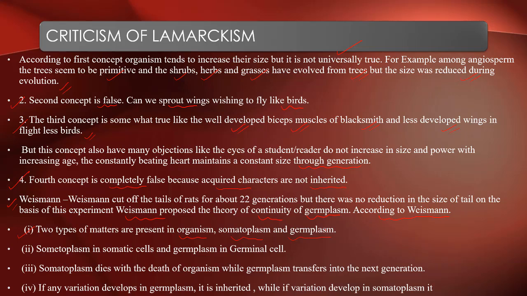The germplasm basically helps to make gametes, and these gametes fertilize with half set of chromosomes to form a zygote. Okay, and somatoplasm, if a change in somatoplasm is done, it is not like that somatoplasm is going to change the whole species, the whole generation. Somatoplasm dies with the death of the organism, but germplasm transfers into the next generation.